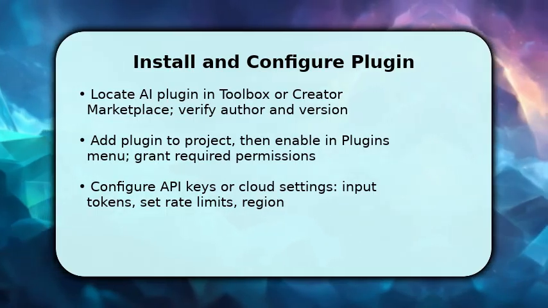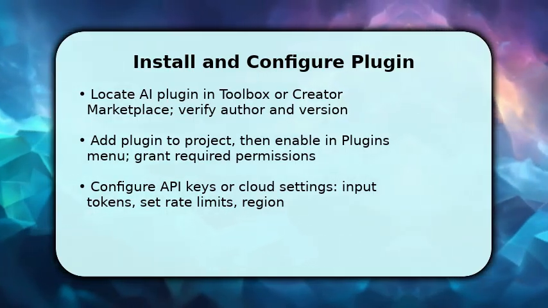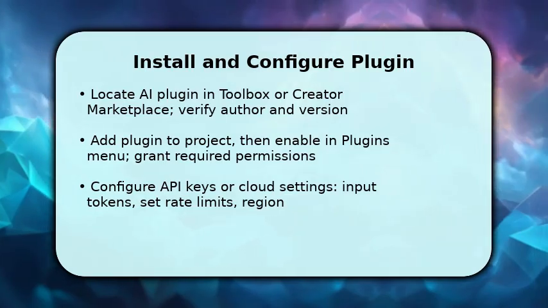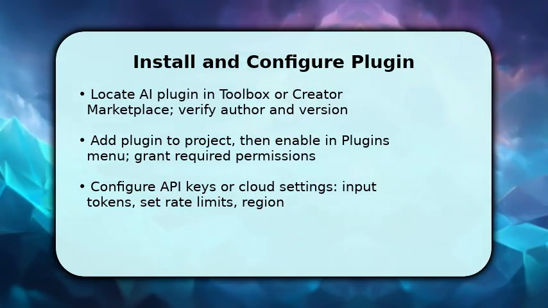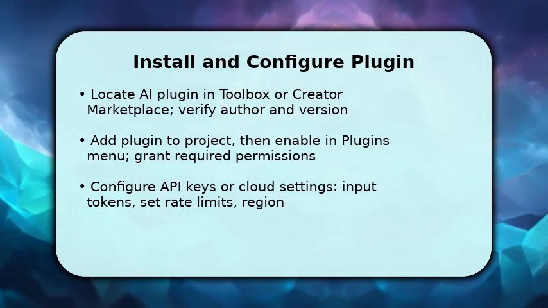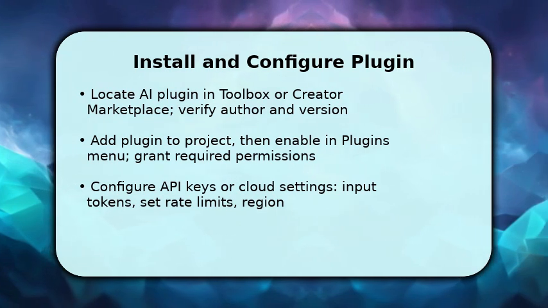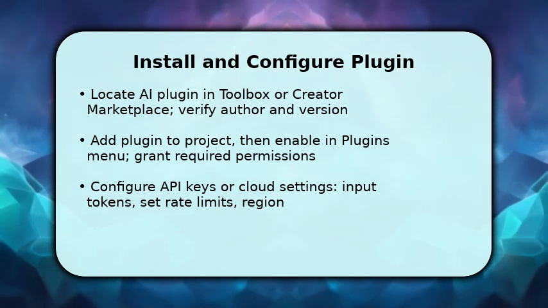Then configure its settings. Enter API keys or cloud credentials, select region and rate limits, and toggle features like autocomplete or generation. Make sure to save settings, restart Studio if prompted, and verify the plugin displays its status.